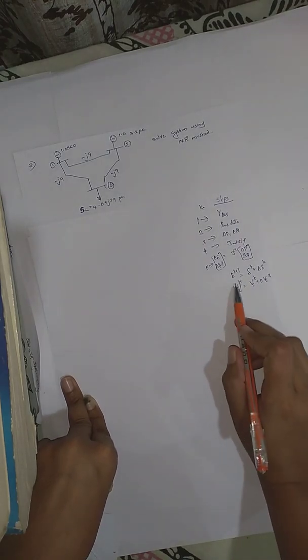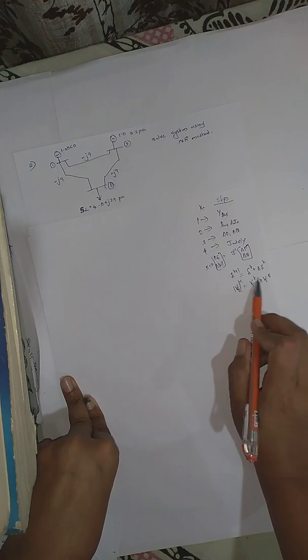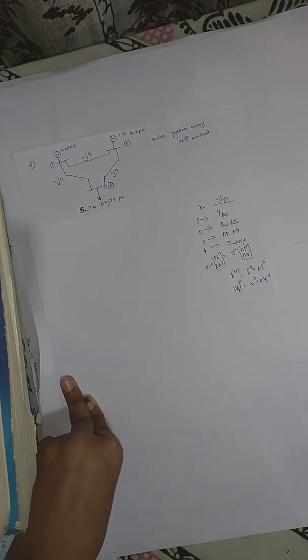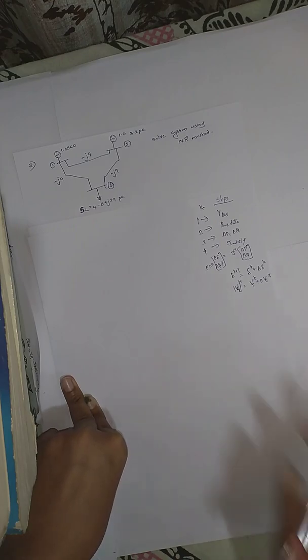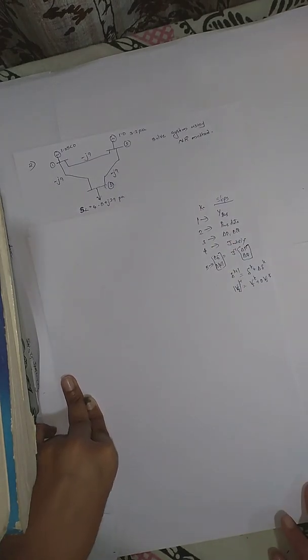So for the next iteration, what I have to find out is K plus 1, which is equal to delta K plus delta K or delta V. The same steps I am going to do again.